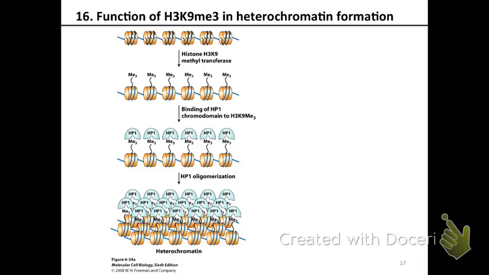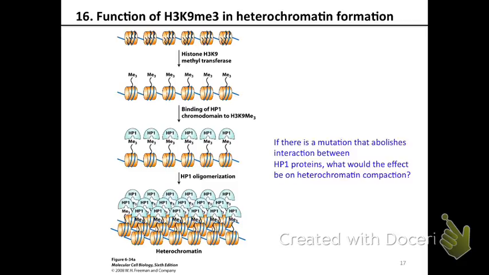And you can see here that in this case, the function of H3K9 methylation is to help the chromatin condense, right? All right, and here's a question for you then. If there is a mutation that abolishes the interaction between HP1 proteins, okay, what would be the effect on heterochromatin compaction? Go ahead. It would be more open, right? Because it's not going to be able to oligomerize, and you're going to have more open chromatin.